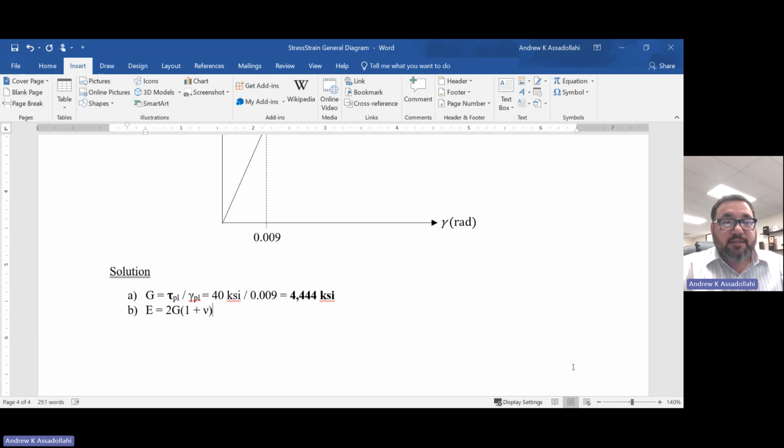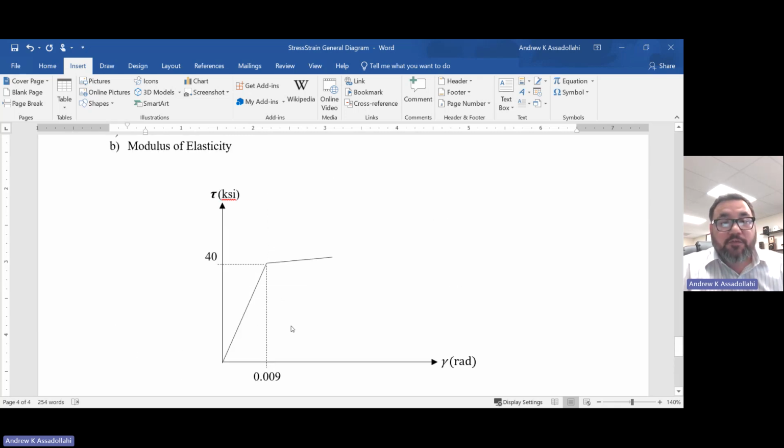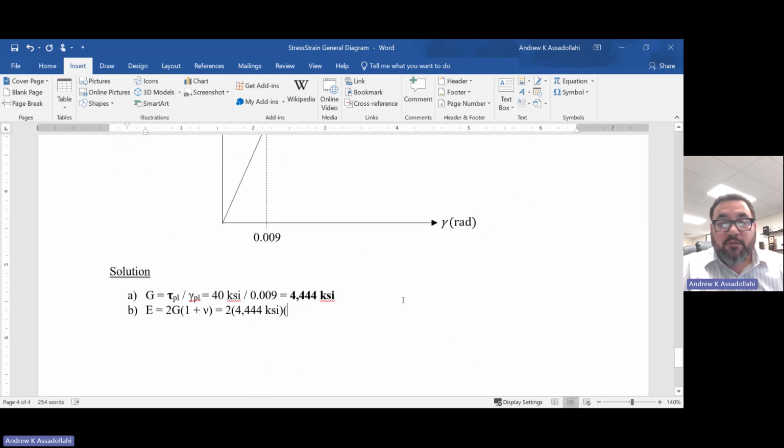And, again, you could take this relationship and you could rearrange things. Depending on the problem you're being asked to solve, you could solve for G given E and nu, or you could solve for nu given E and G. So here we're being asked to solve for E when we know G and nu. So we're going to say 2 times 4,444 KSI multiplied by 1 plus the Poisson ratio. Poisson ratio is 0.3, so that'll be times 1.3.